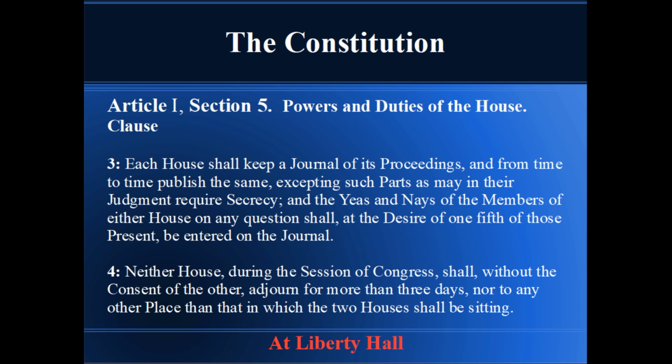Clause 3. Each house shall keep a journal of its proceedings, and from time to time publish the same, excepting such parts as may in their judgment require secrecy. And the yeas and nays of the members of either house on any question shall, at the desire of 1/5 of those present, be entered on the journal. Clause 4. Neither house, during the session of Congress, shall, without the consent of the other, adjourn for more than 3 days, nor to any other place than that in which the two houses shall be sitting.